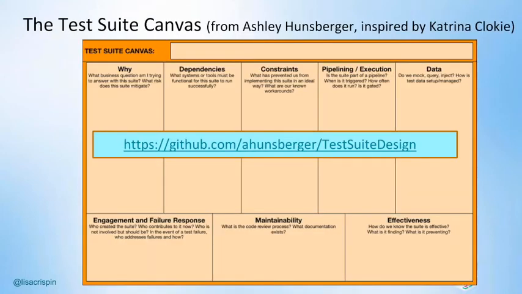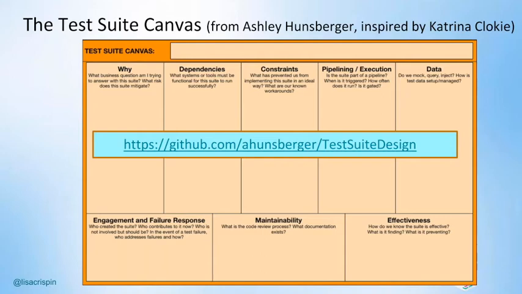And this is one thing that the test suite canvas helps with. Ashley Hunsberger was inspired by Katrina Cluckey. Katrina Cluckey has an excellent book called A Practical Guide to Testing in DevOps. I highly recommend it. And Ashley's test canvas is just kind of a worksheet. So get your team together and sit down and start asking these questions about each of the test suites that you have. Automated test suites, or maybe you have a manual set of tests that you're thinking might need to be automated. Or even if you don't automate it, these questions can still apply.